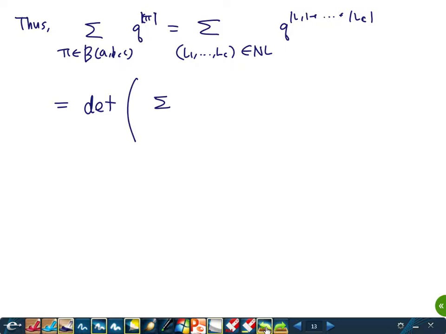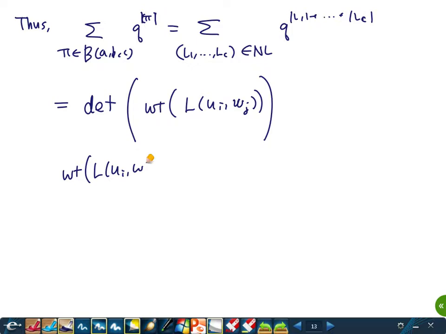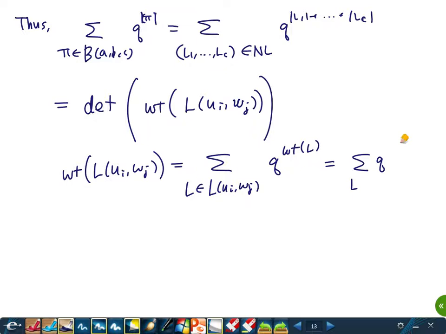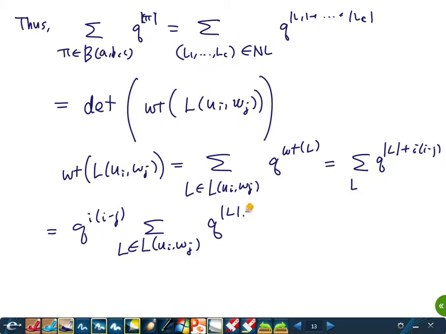We already used this definition, the weight of L from UI to WJ. But what is this? This is the sum over all lattice paths from UI to WJ, Q to the weight of L. And this is what? The same L, Q to the weight is defined to be this plus i minus j. So this Q to the i minus j can be factored out. And for all L, Q to the length, or size, of this lattice path.